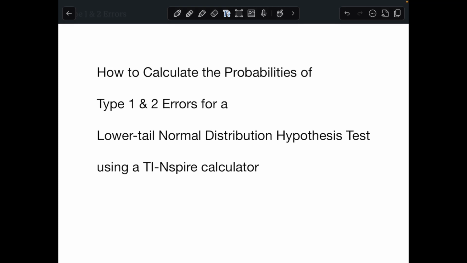This video is going to look at how to calculate the probabilities of both type 1 and type 2 errors, specifically for a lower tail normal distribution hypothesis test, so a z-test or a t-test, using a TI Nspire calculator.